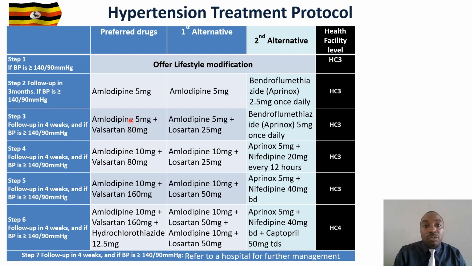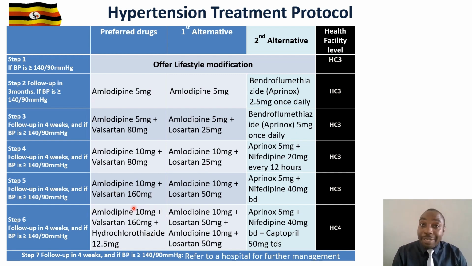If still there is no response after 1 month, after 4 weeks, we can increase the dose of the amlodipine to 10 milligrams, keep the valsartan at 80 milligrams. The alternative is, if you don't have valsartan, you can use losartan. So we first increase the dose of the amlodipine. We double the dose actually to 10. If still after 1 month there is still no control of the blood pressure to less than 140/90, we now double the dose of the valsartan from 80 to 160. Or if you're using losartan, you double the dose from 25 milligrams to 50.